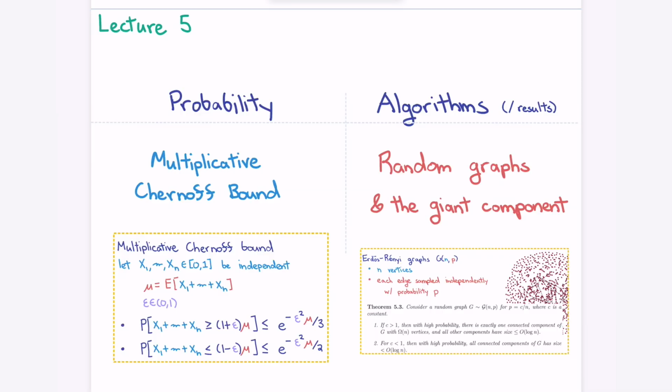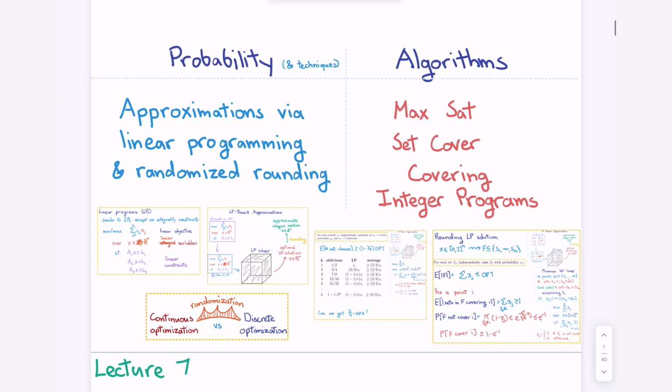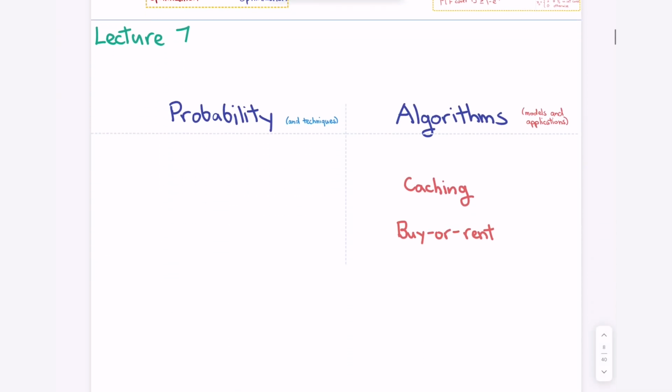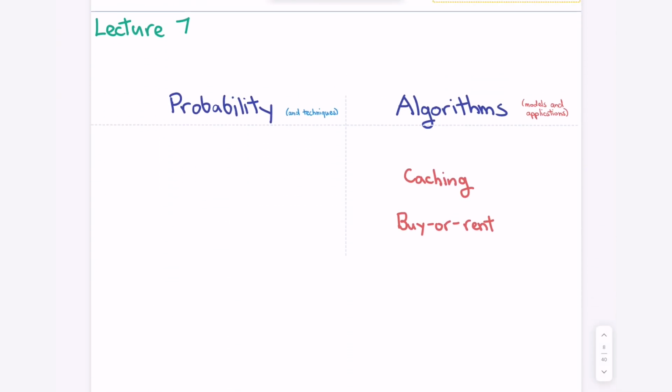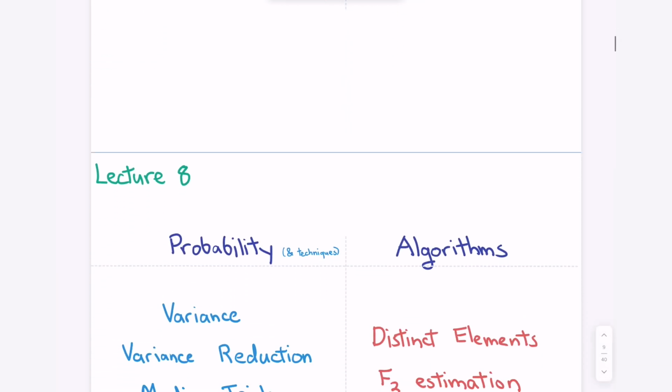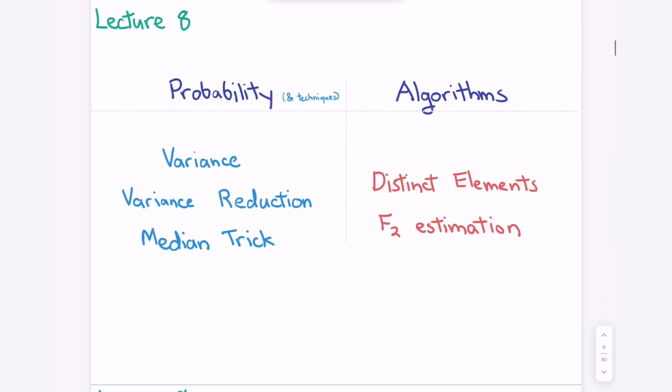Maybe when concentration started was random graphs for us. That turned out to be Chernoff in disguise. We did some randomized rounding after that. We did online algorithms. Guess you'll play with that on your homework. And then we did last week distinct elements and F2 estimation. But F2 was really a vehicle to introduce the median trick.